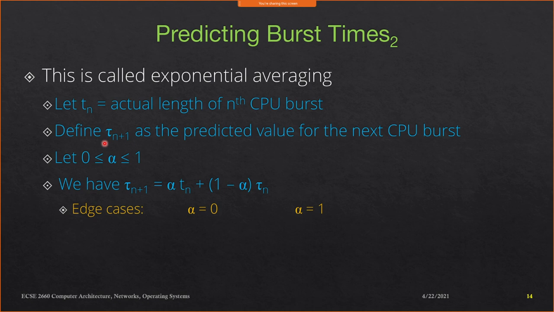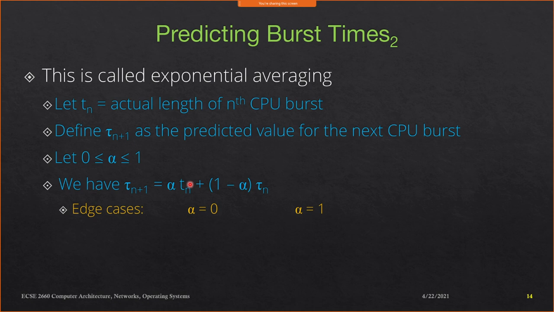Well, tau n plus 1 is equal to alpha times the previous actual plus 1 minus alpha times the previous prediction, right? So t is for the actual length of the burst times. N is for the nth time, n plus 1 is for the predicted time, one time step ahead. Alpha is between 0 and 1. So we have this, like I pointed out earlier, alpha 0, alpha 1.